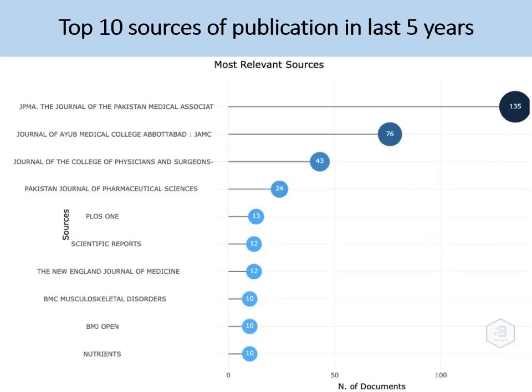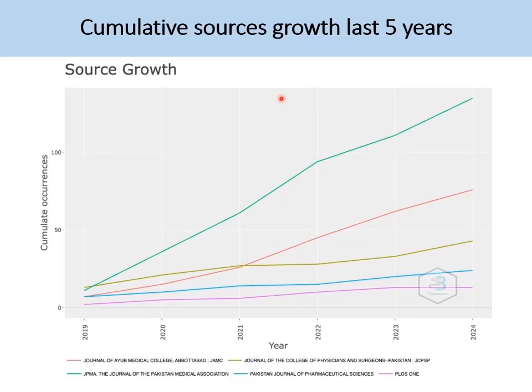Now showing the cumulative sources growth in the last 5 years, you can see the topmost is JPMA, Journal of Pakistan Medical Association, and the second cumulative source, sorry, this one is JPMA, and this one the Journal of Ayub Medical College. So these two are actually on the top.